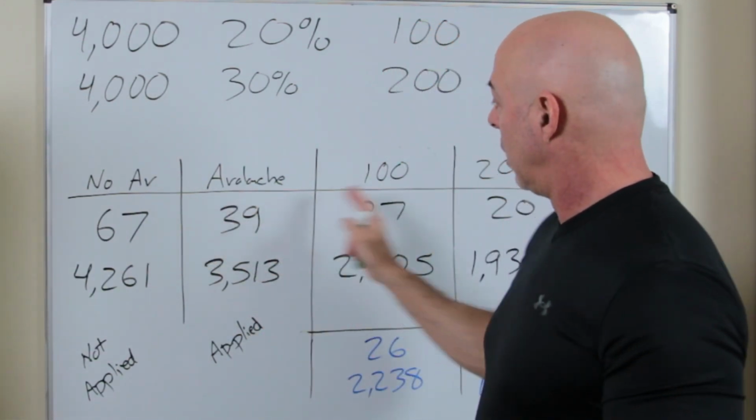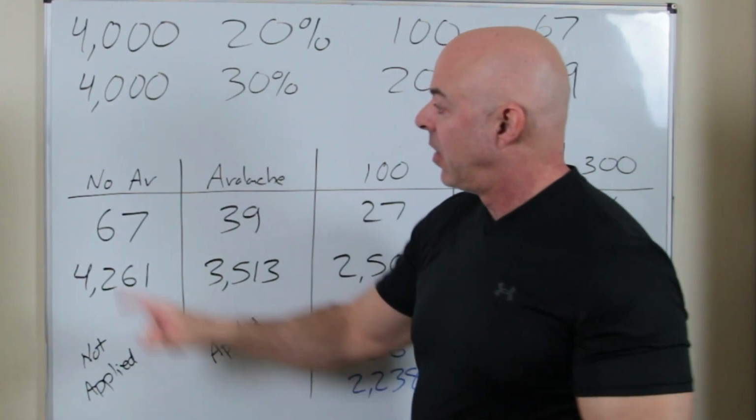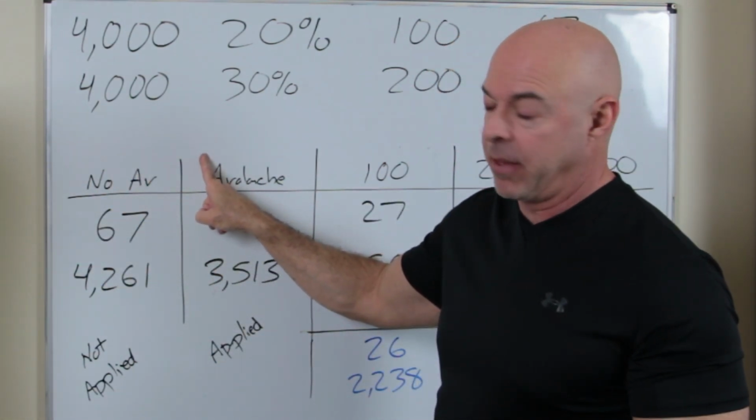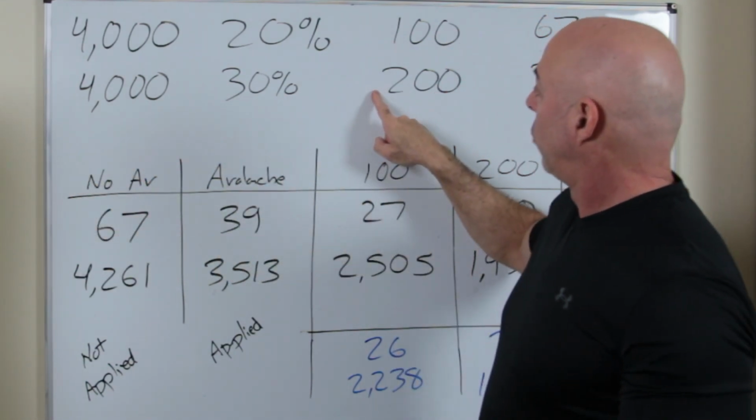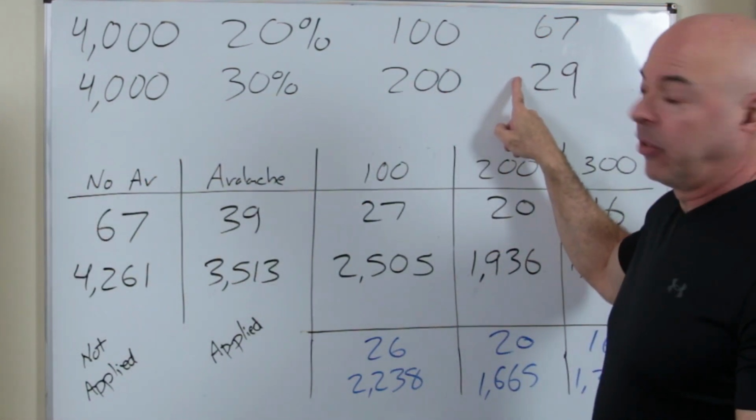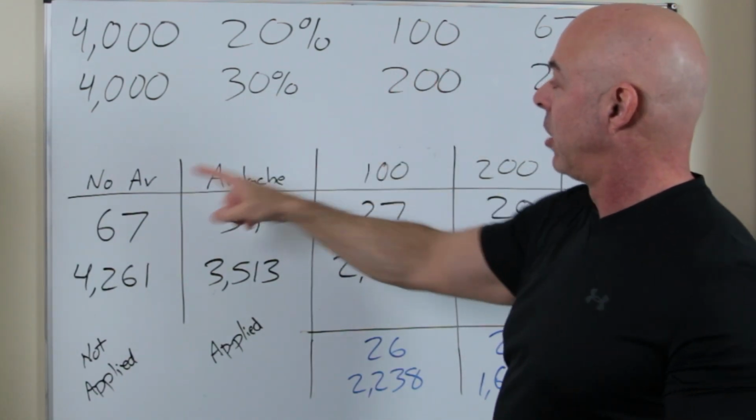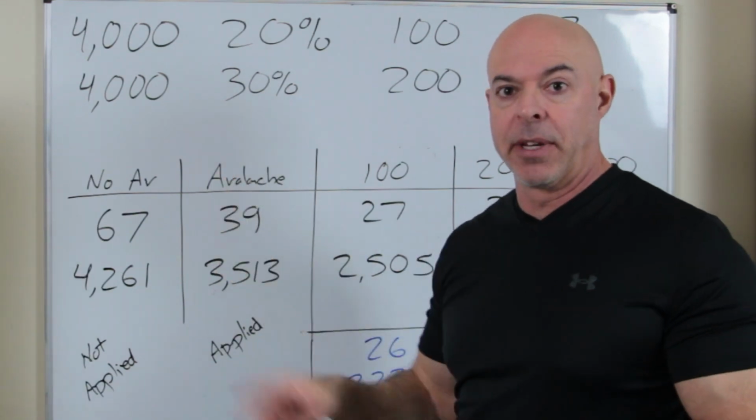So I've got 5 columns here. Let's only focus on these 2 columns right here. This is the no Avalanche method and actually using the Avalanche method. Remember, no Avalanche means when you're making this payment here, which is 29 months, at the end of 29 months, you have $200 available. If you're not using the Avalanche method, you just take that $200 and do whatever you want. Spend it on something else, go buy something else, you name it.